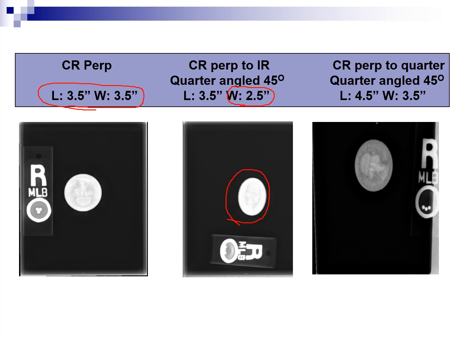And this image on the right-hand side was taken with the central ray perpendicular to the quarter, and the quarter was angled 45 degrees. This time the length increased to 4.5 inches from the original 3.5. So this is referred to as elongation.